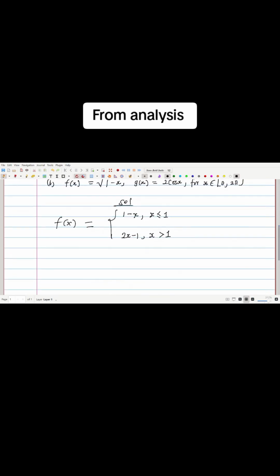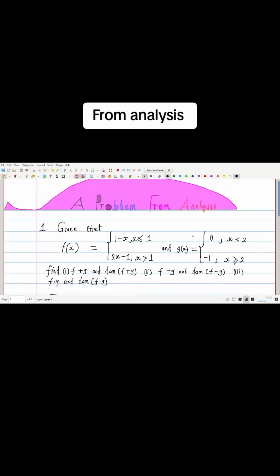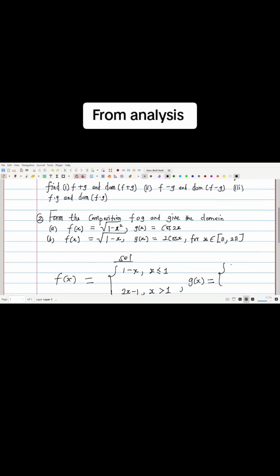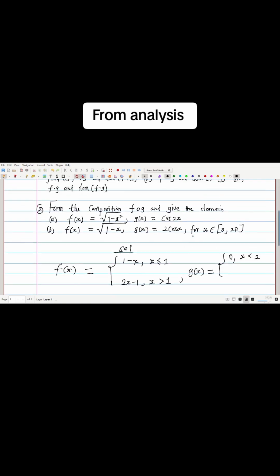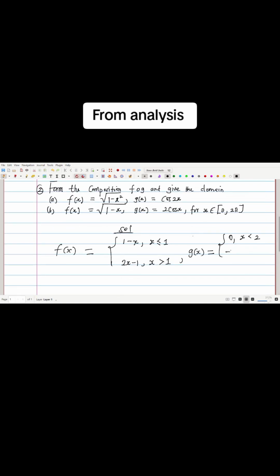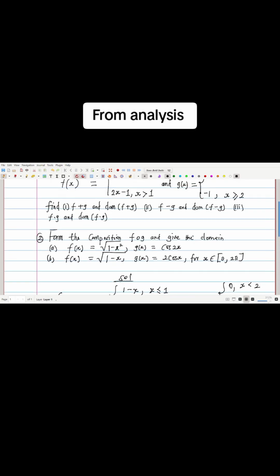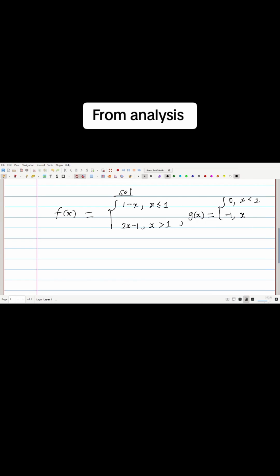Then the other function here, we have g of x also defined piecewise as 0 for x less than 2. Then we have minus 1 for x bigger than or equal to 2.